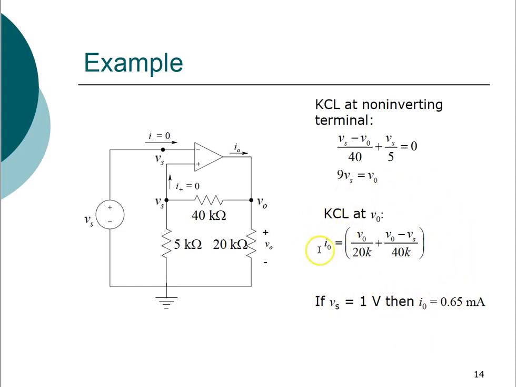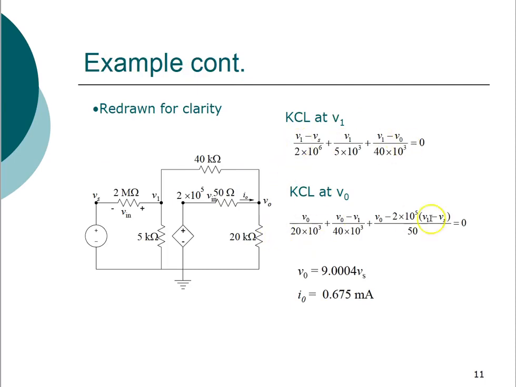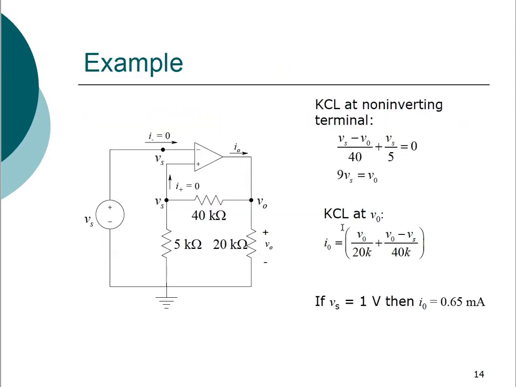So you see how the equations have become so simple when you consider the ideal op-amp properties, whereas if we go back and look at the earlier equations, they were so big. For both equations you had to solve, and then you finally got V naught in terms of the voltage Vs, and then you could find I naught. So it's a long process. Instead of doing that, we usually consider the ideal op-amp properties to make the calculation simpler.